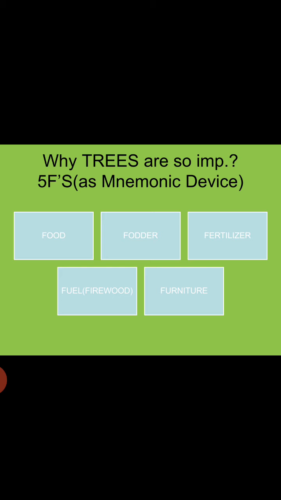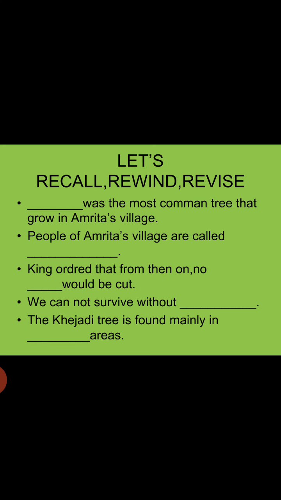And the fourth one is fuel, firewood. Of course, it is also an important part of our life, and from trees we get the furniture also. Hence these 5F help you, and they have a very important role in the life of human beings. So let's recall and rewind the whole chapter.